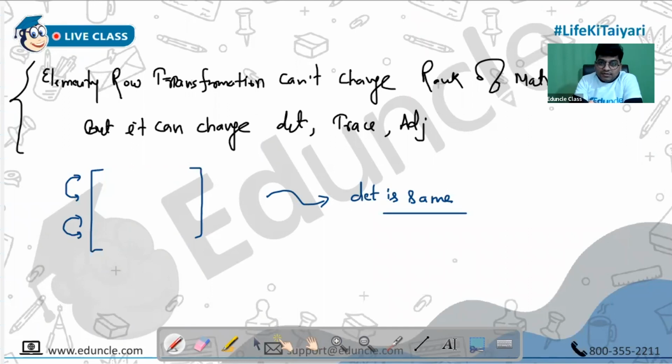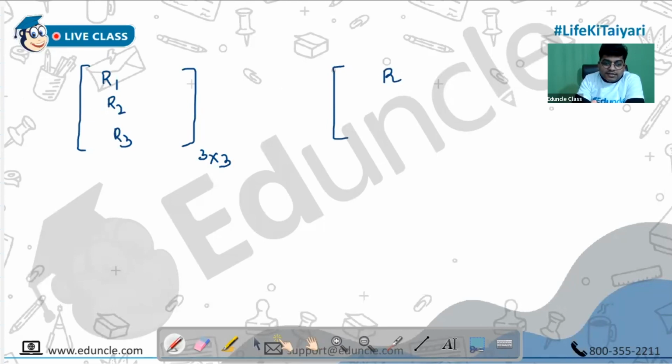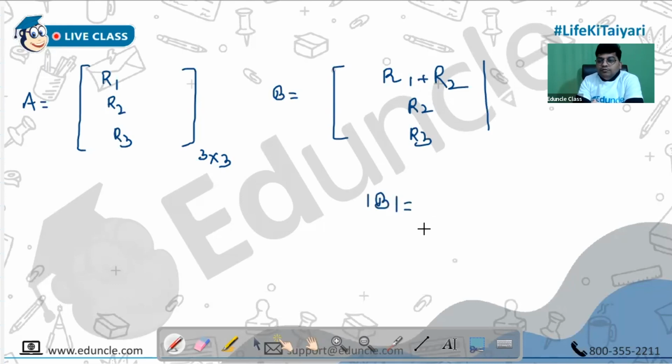The second concept: suppose we have three rows, R1, R2 and R3. This is a 3 cross 3 matrix. Let us consider the matrix A, and a second matrix B, whose row is R1 plus R2. So what is the determinant of this matrix? Determinant of B is equal to what?